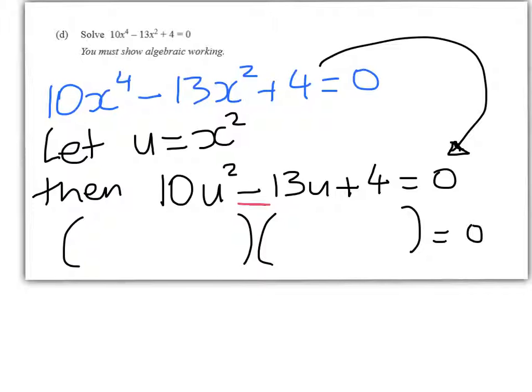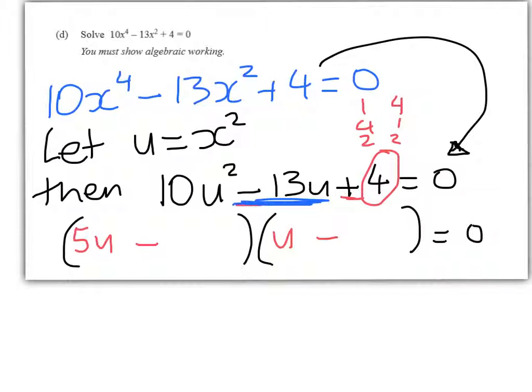The first thing I see here is I've got a minus here and a plus there, so I put down my 2 minus signs. I've only got a few different combos that will give me 4: 1 and 4, 4 and 1, and 2 and 2. So it can't be that bad. Let's try 5u here and u here. So I'm looking for a combo that's going to give me minus 13 in here and 4 in here. Well, I've made a mistake there, haven't I? 5u times u will not give me 10u squared. 5u times 2u. Right, that's better.